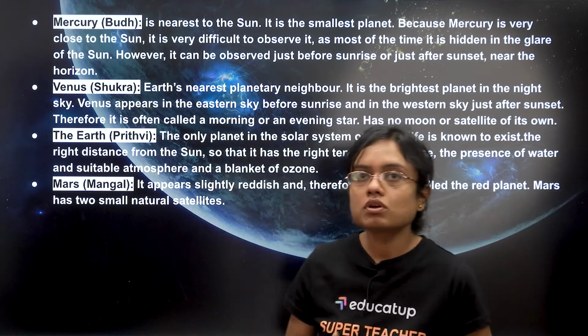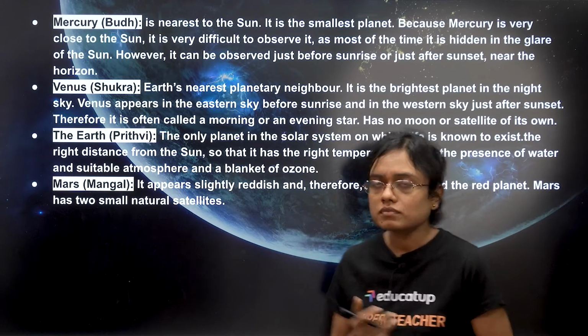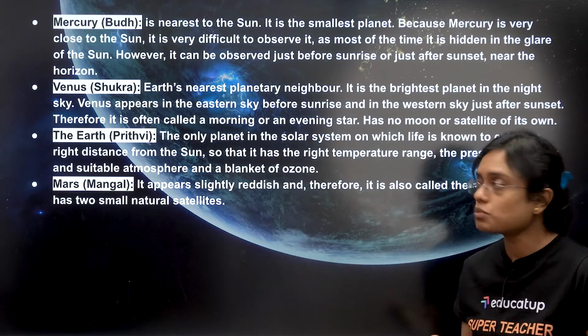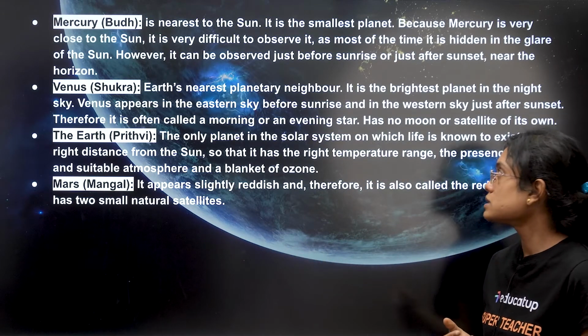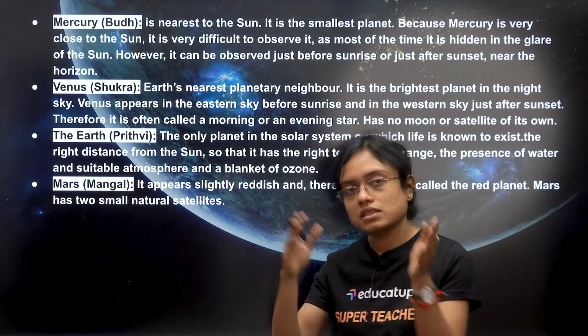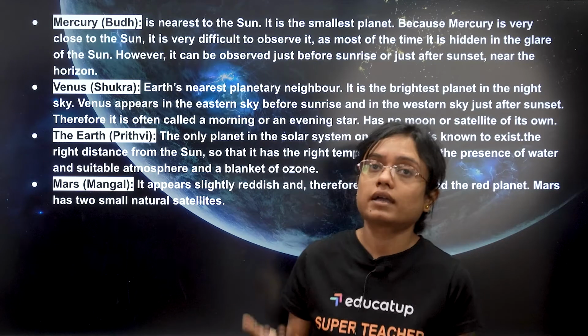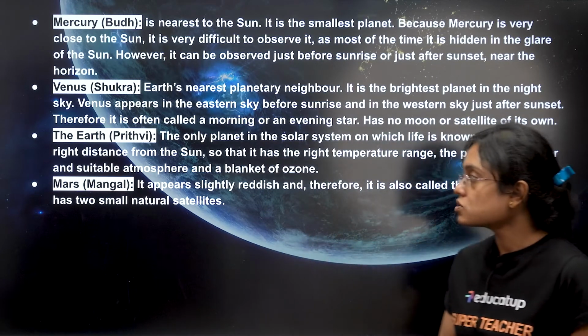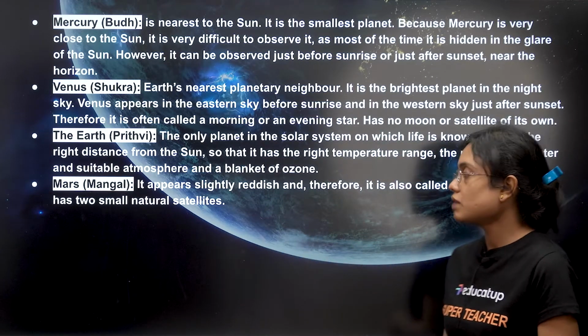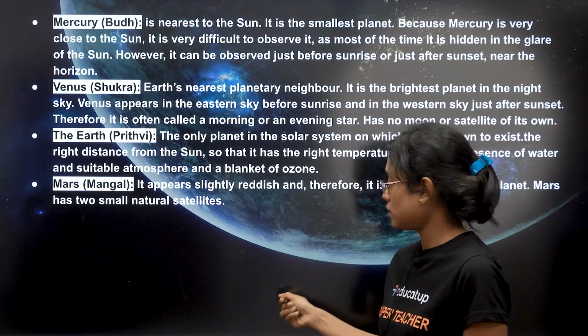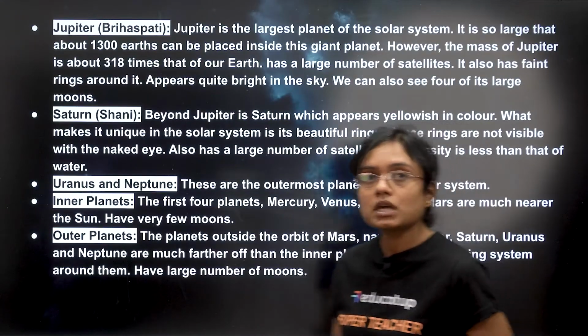It has no moon or satellite of its own. The Earth, which is also known as Prithvi, is the only planet in the solar system on which life exists because it is at the right distance from the sun, it has atmosphere, it has liquid water and it has oxygen. Then Mars or Mangal appears slightly reddish and therefore it is also known as the red planet. Then you have Jupiter or Brihaspati.